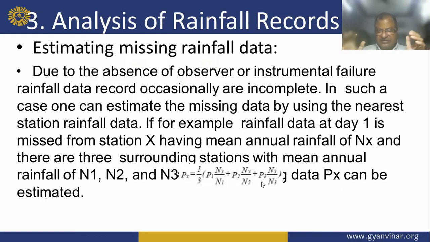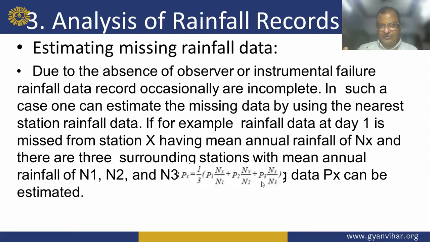Now, estimating missing rainfall data. Due to the absence of the observer or instrumental failure, rainfall data records are occasionally incomplete. In such a case, one can estimate the missing data by using the nearest station rainfall data.